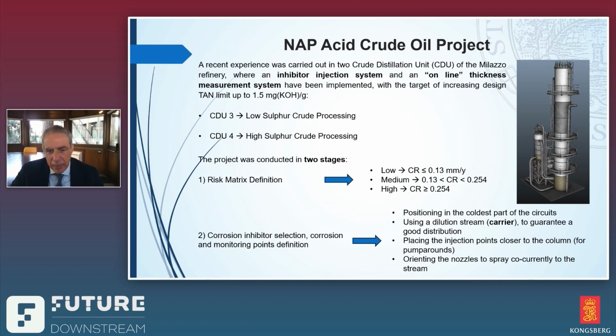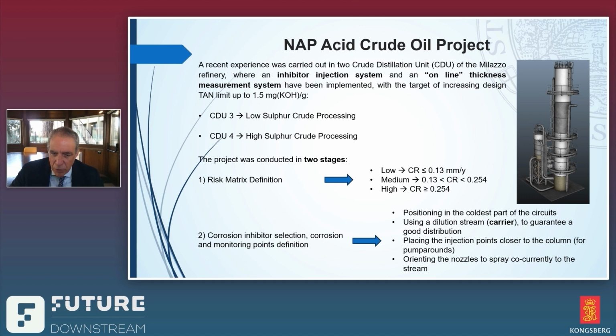At Raffineria di Milazzo, we have two crude distillation units. Number 3 crude distillation unit is intended for low sulfur crude processing, and number 4 is for high sulfur distillation.